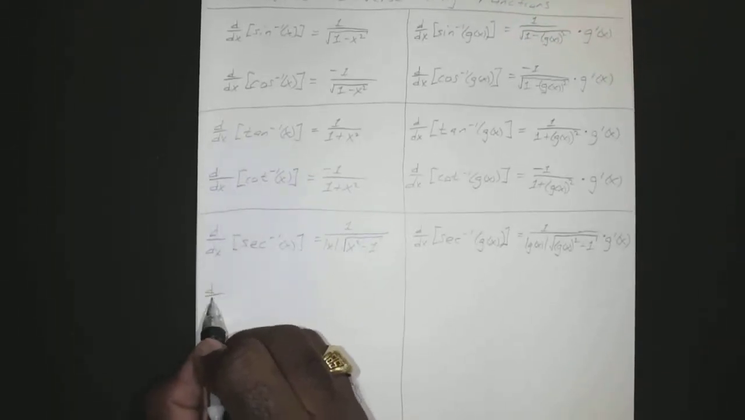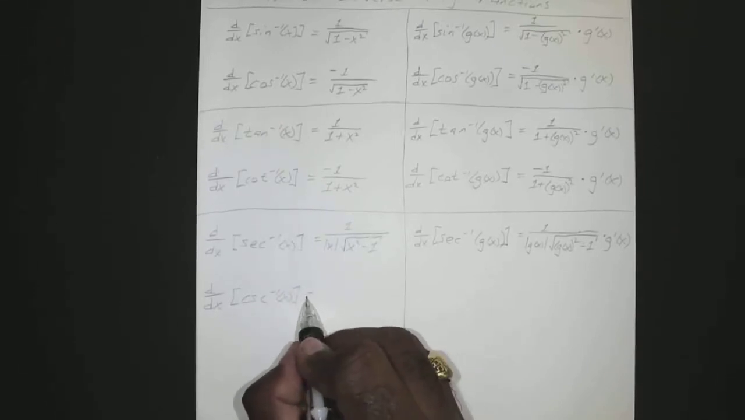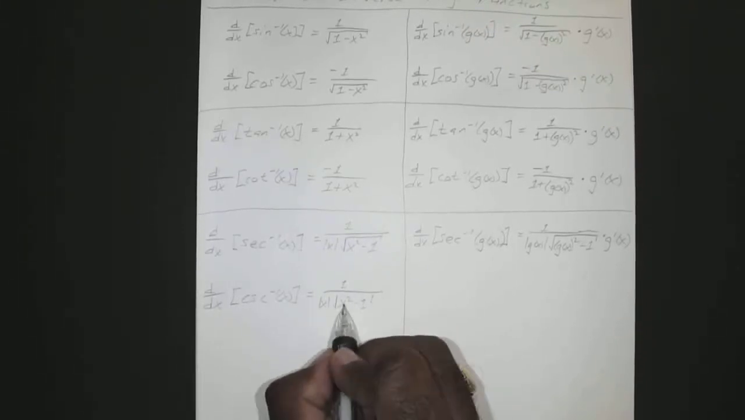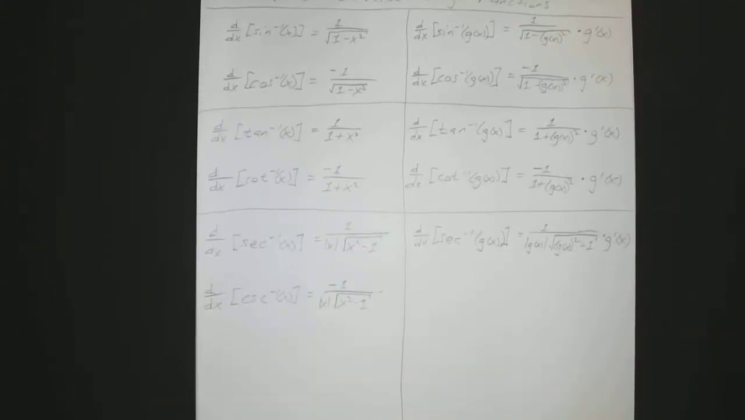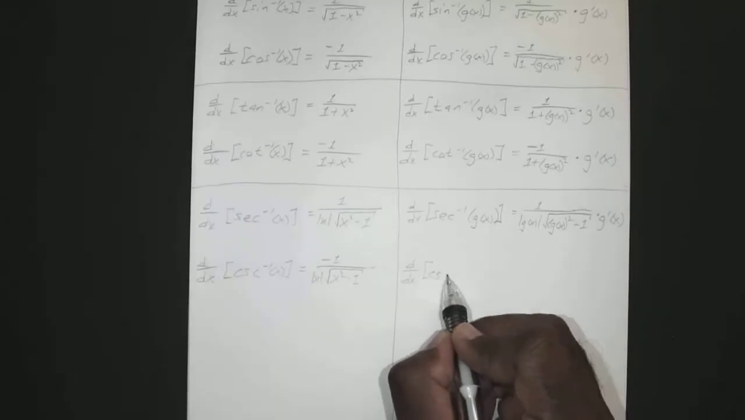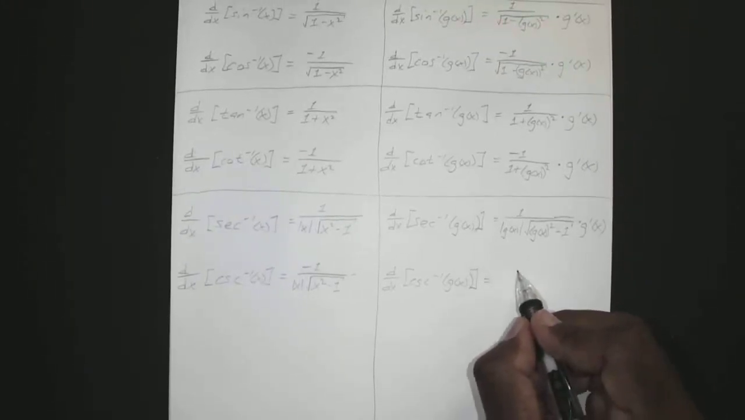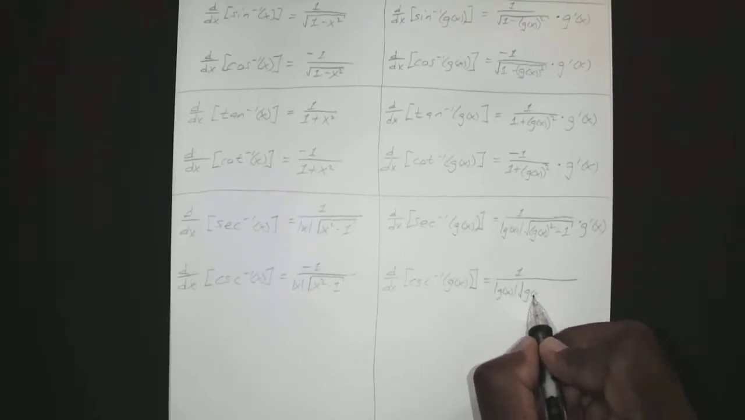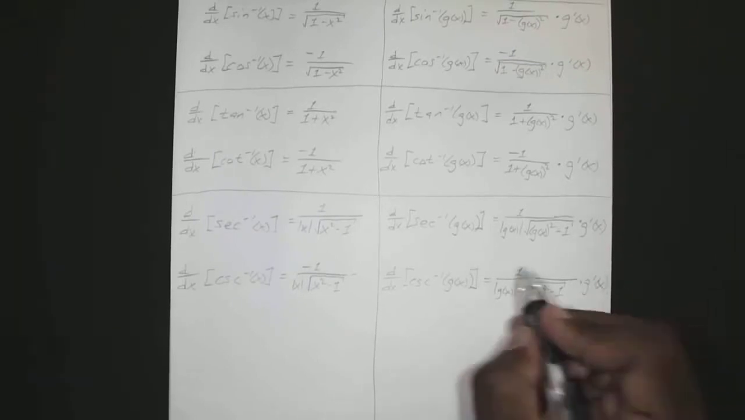Now cosecant is just the same thing but negative. Absolute value of x times the square root of x squared minus 1, but make it negative. Okay, same thing here with cosecant inverse of some function g of x. Again, the exact same thing: g of x squared minus 1 times g prime of x, but negative.